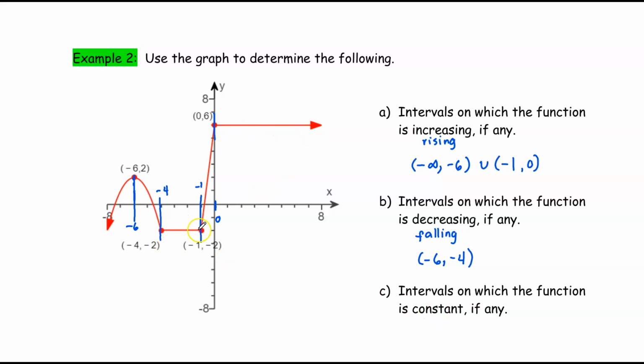So it is on this interval here, and that is negative 4 to, so it starts at negative 4 and it ends at negative 1. Negative 1. Union, also in here, on this interval here, so starting at 0 to positive infinity. These are the intervals for which the graph is constant.